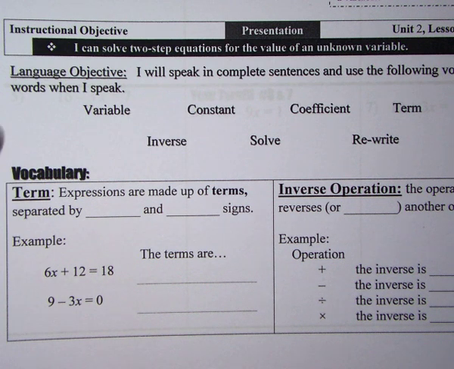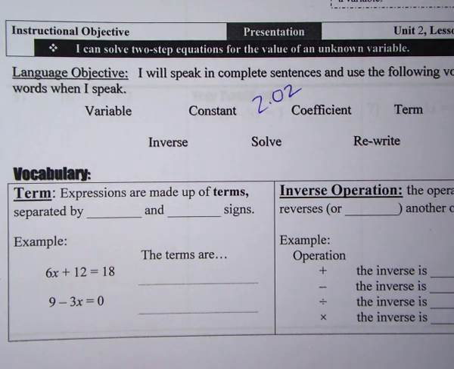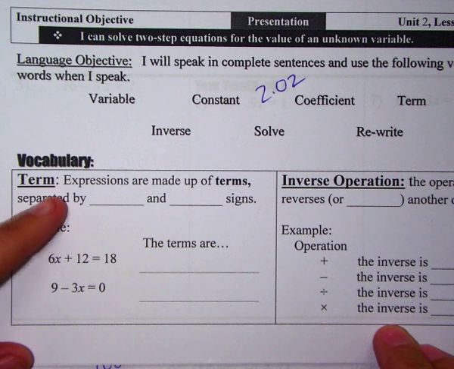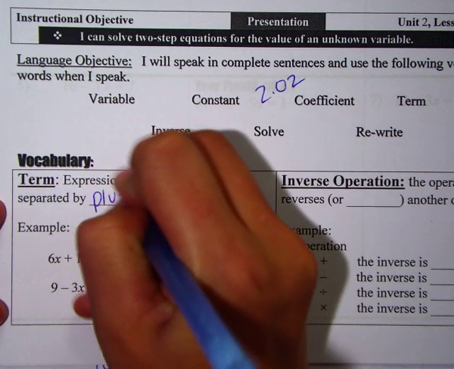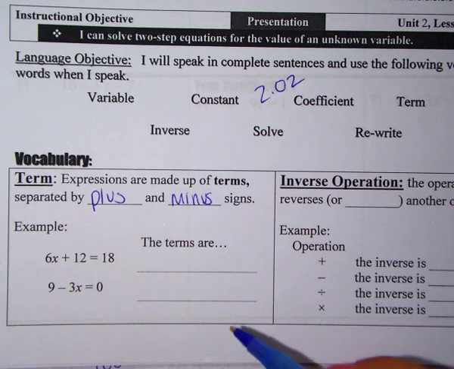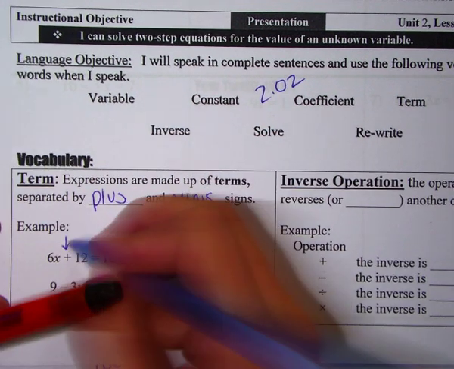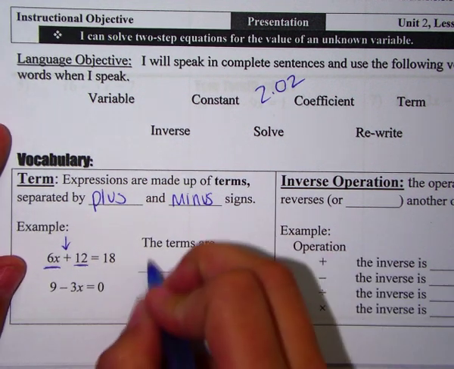Okay, today's lesson is 2.2, and it's solving two-step equations. A couple vocabulary things to know is term. Expressions are made up of terms separated by plus and minus signs. So here in this example, here's a plus sign. And so this is a term and this is a term.